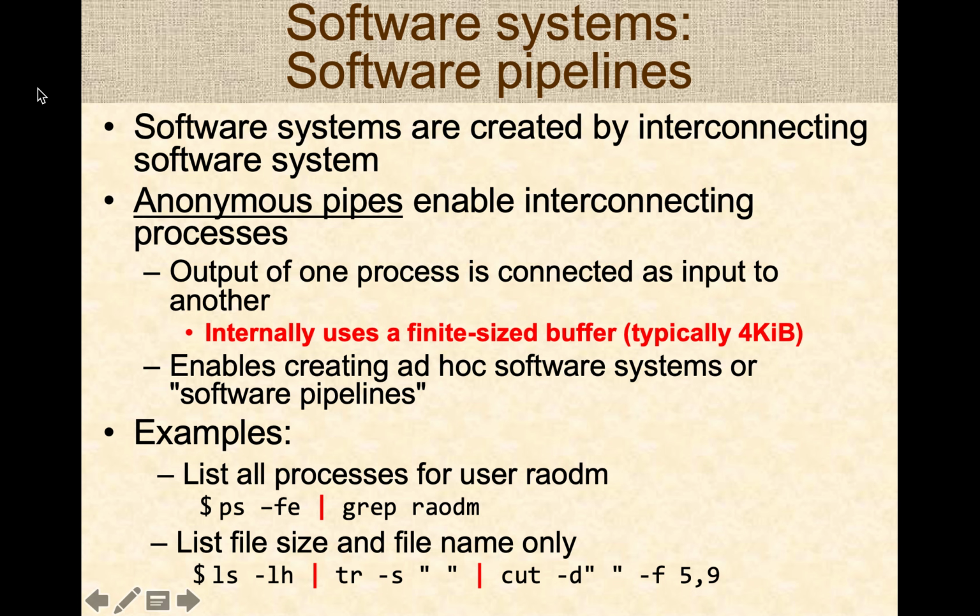Here is an example where the ls -lh command lists all of the files. Then we pipe it to another command called tr, which squeezes out multiple blank spaces. So it removes multiple blank spaces and replaces them with one. Then we are piping it to another command called cut, which cuts out columns. In this case, it is cutting out columns 5 and 9, delimited by a space, and prints them as output.